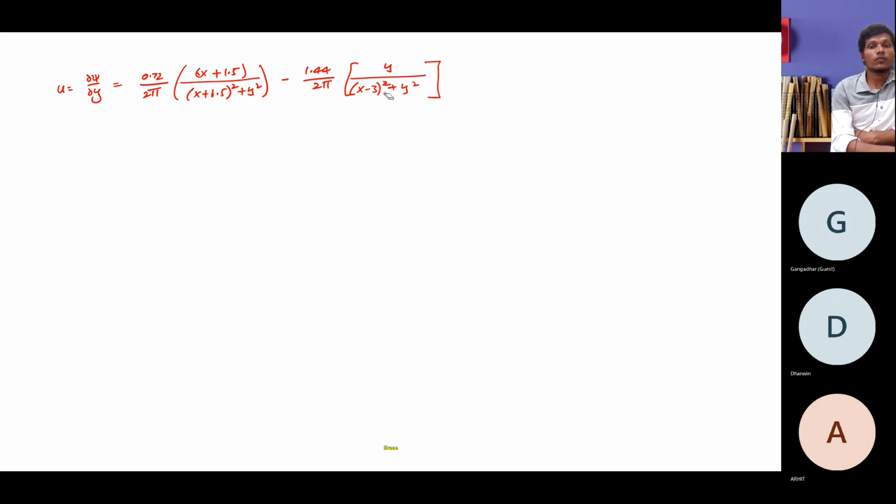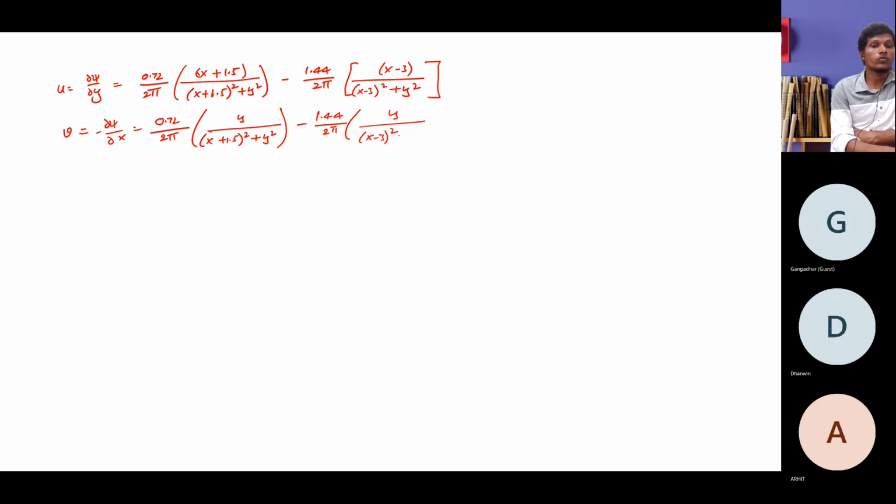Is it correct? No, sorry. This is wrong. So this will be x minus 3 by x minus 3 whole square plus y square. This is your u value or u function, and your v function you can obtain by dou psi by dou x, that is 0.72 by 2 pi times y over x plus 1.5 whole square plus y square minus 1.44 by 2 pi y over x minus 3 whole square plus y square. These are your u and v functions.